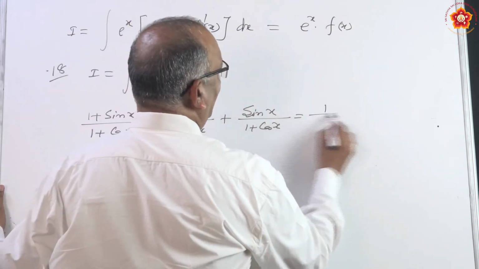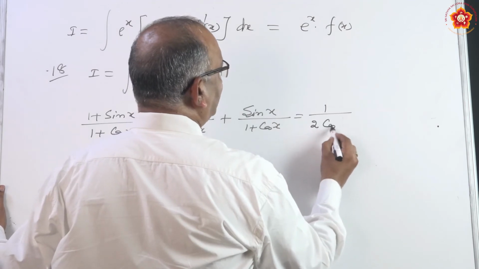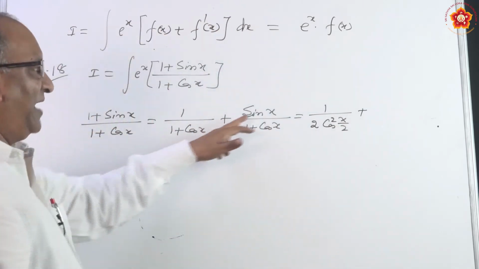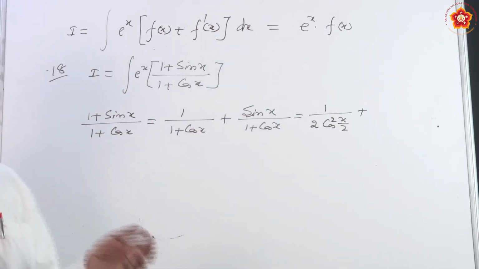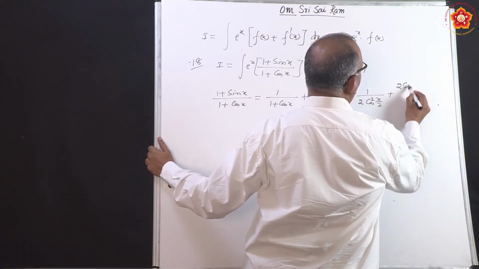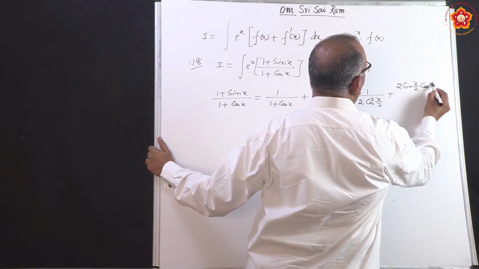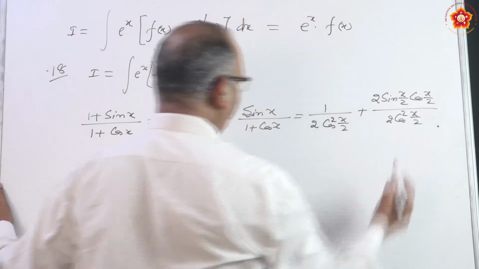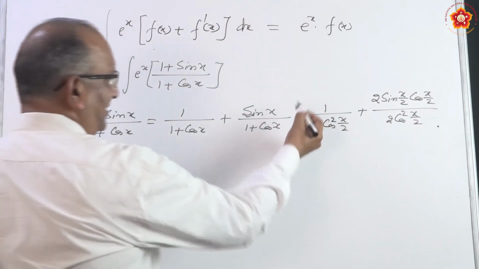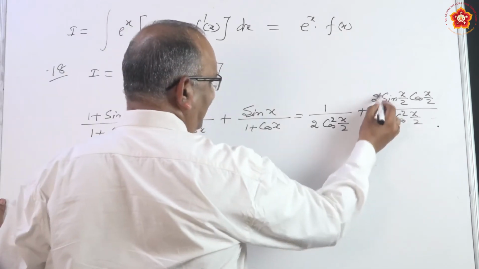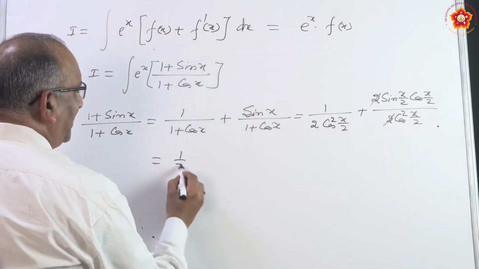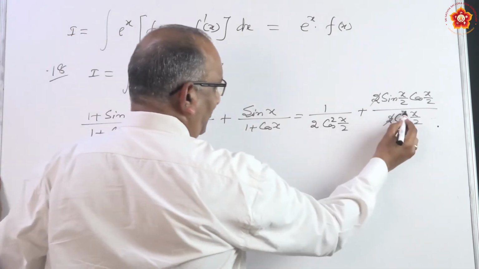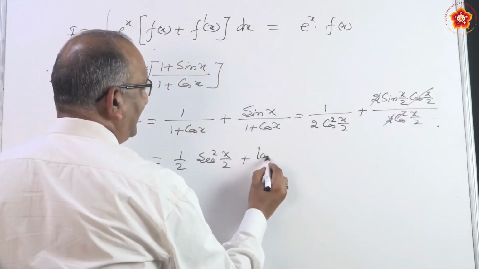So, this can be written as 1 upon 2 cos square x by 2, and here also we have sin x. Suppose if it is sin 2x, what will you write? You will write 2 sin x cos x. So, now we will write 2 sin x by 2 cos x by 2. Denominator is the same, that is 2 cos square x by 2. Simplify it. This 2 and 2 get cancelled. So, this can be written as 1 by 2 sec square x by 2 plus, the cos x by 2 will get cancelled, and you will have tan x by 2.